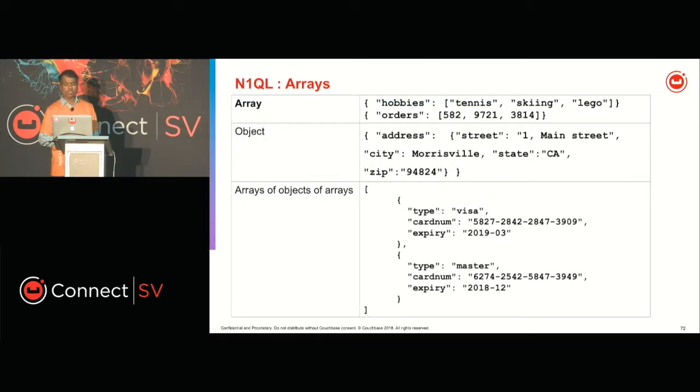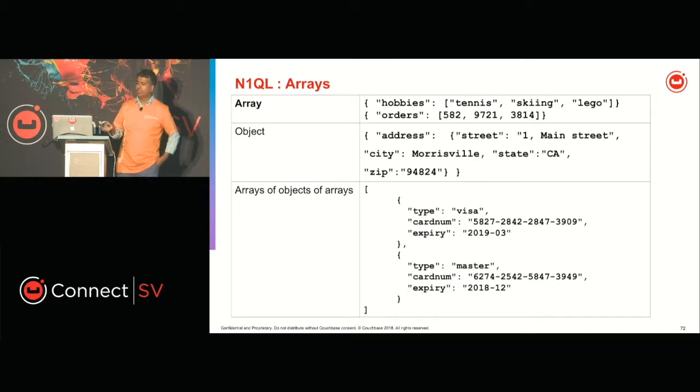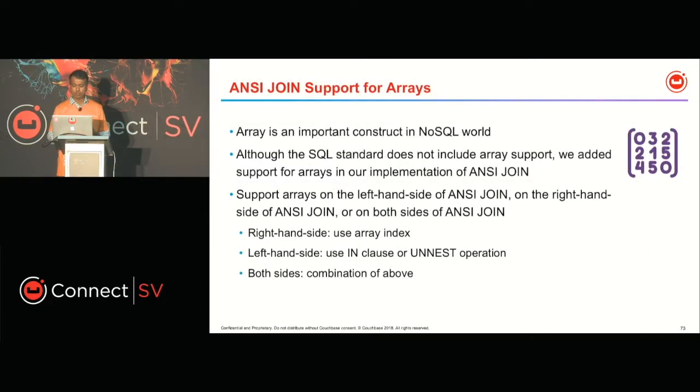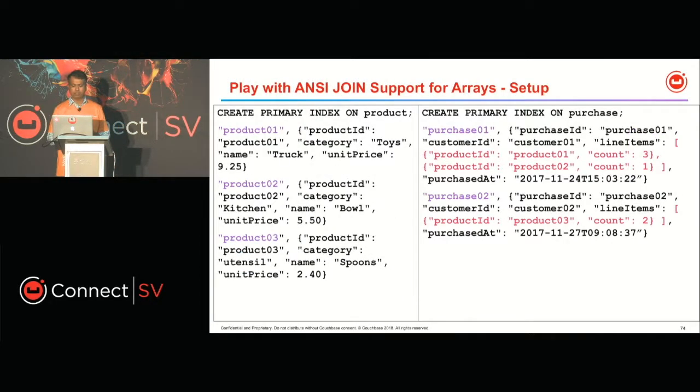Okay. Before I show the hash join: one of the things about implementing these standard SQL features is that not only do we implement the language, but we also have to extend it for JSON. JSON has arrays and objects. So this ANSI join, inner join and left outer join support both arrays and objects. I'll show you the examples.